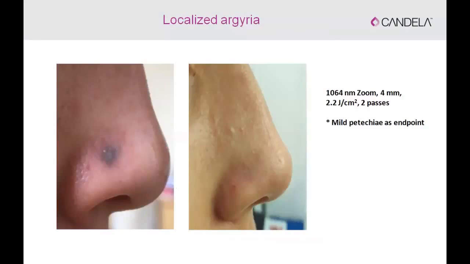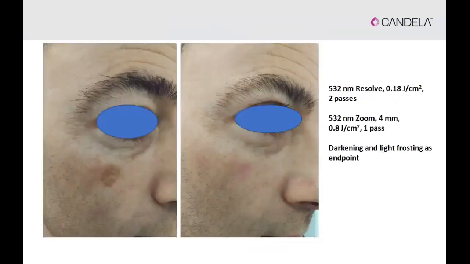This was another case of localized argyria due to a silver piercing of the nose, and I used the Zoom handpiece with these parameters. We had mild petechiae as an endpoint, and once again, you can expect mild petechiae when you're using the 1064 zoom for dermal lesions. Be careful with darker skin types, but very nice results after just a single treatment. And in this case, for example, it's predominantly epidermal pigmentation, so the wavelength will be 532.